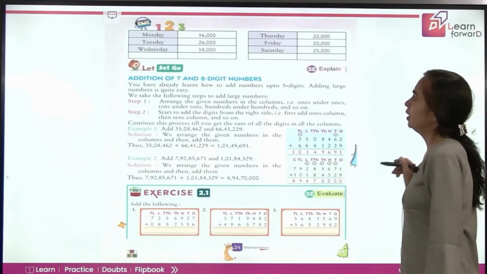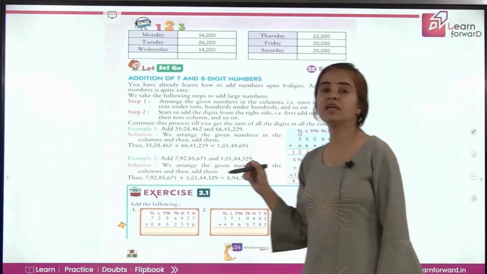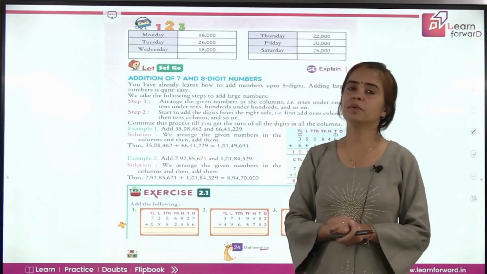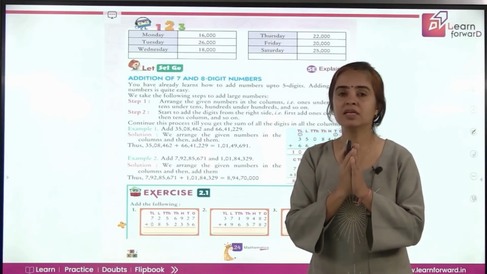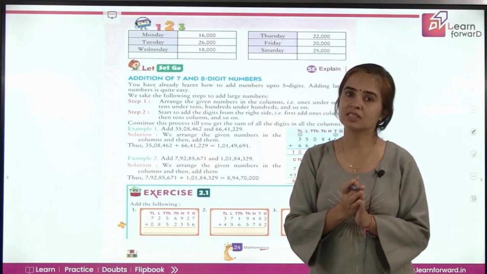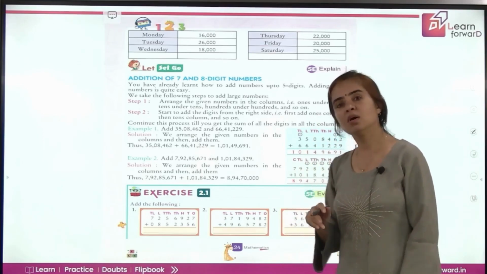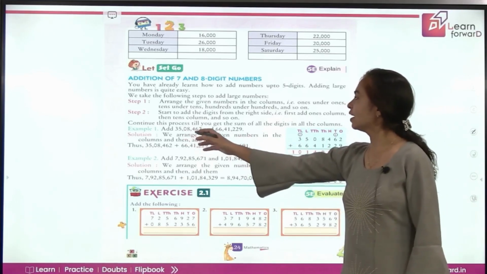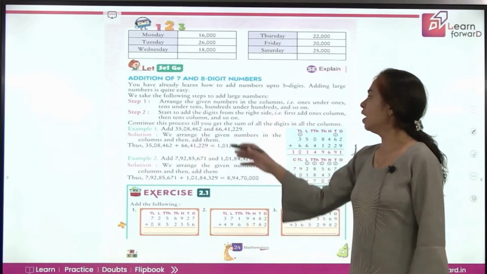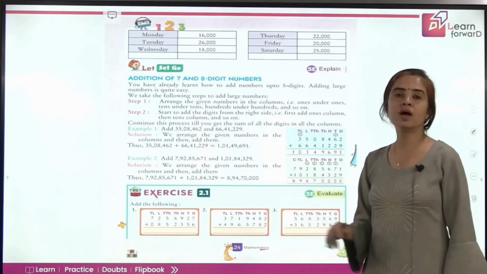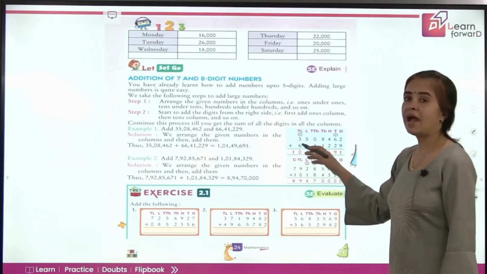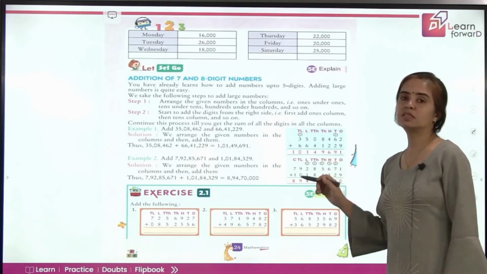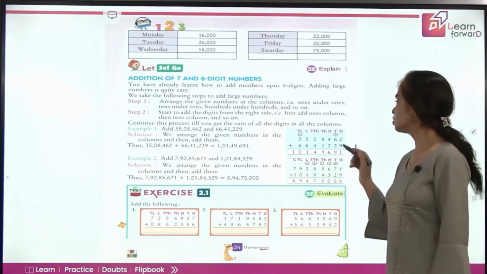Now, going ahead, we'll be learning about addition of 7 and 8-digit numbers, which is just similar to adding the 6-digit numbers. What you have to remember is to write the digits at their proper places correctly, and always start adding from the ones place. So here we have an example for you. If you have to add 35,08,462 and 66,41,229, first write the digits at their proper places, put the plus sign and start adding from the ones place.